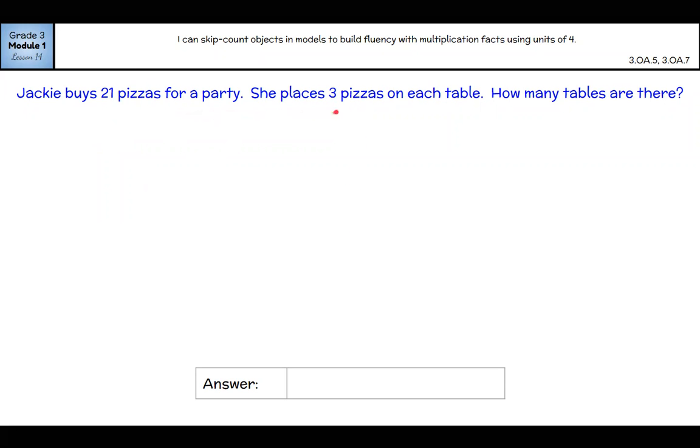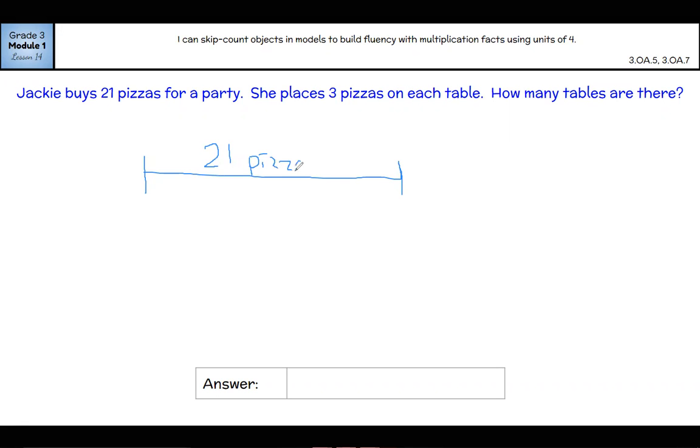And she's placing these 3 pizzas on each table. So we know how many are in these groups. We don't know how many groups or tables there are. So I'm going to set that up with a drawing to help me out. And I could use a tape diagram, or I could use this. Let's say this is what we use in the math program. Let's say this is our total number of 21 pizzas.